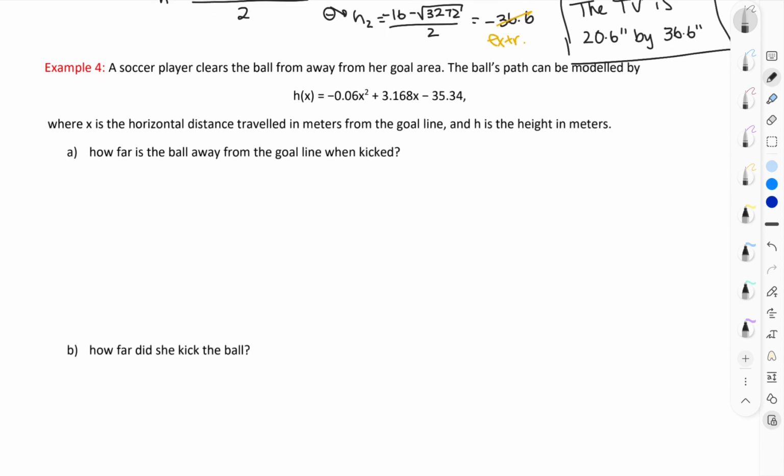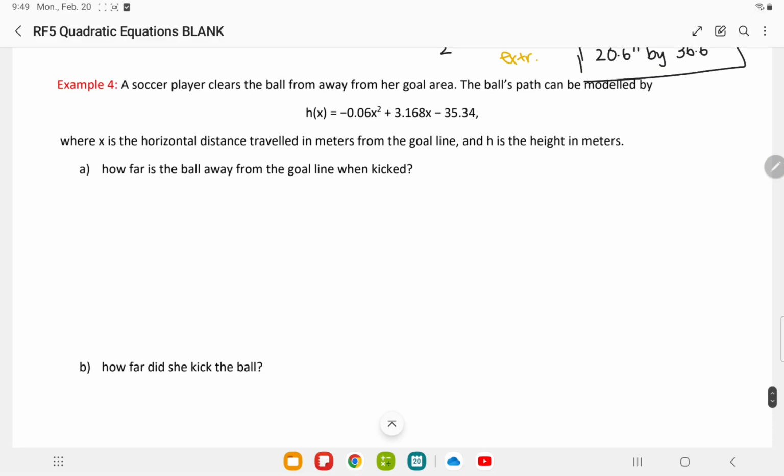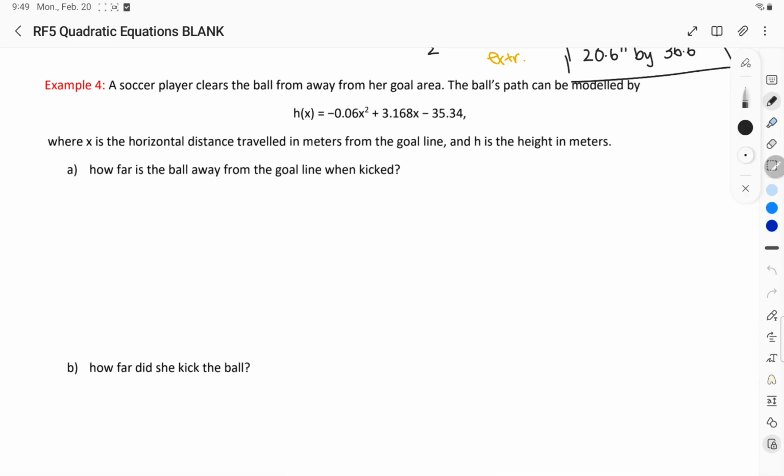All right, we'll do one more here. Looking at this last one, a soccer player clears the ball from away from her goal area. The ball's path can be modeled by this function, negative 0.06x squared plus 3.168x minus 35.34, where x is her horizontal distance traveled in meters and h is the height in meters. When we say in meters from the goal line, what we're assuming with that statement is that when I'm at x equals 0, that's my goal line.